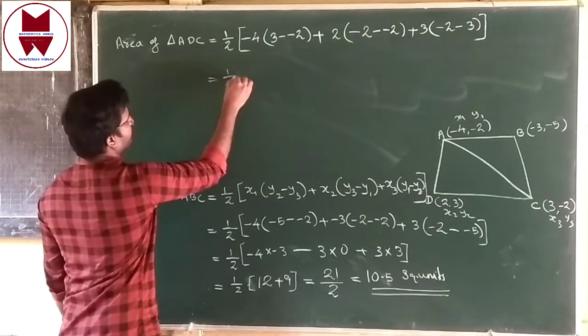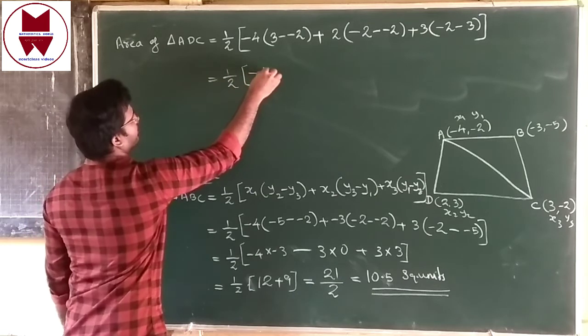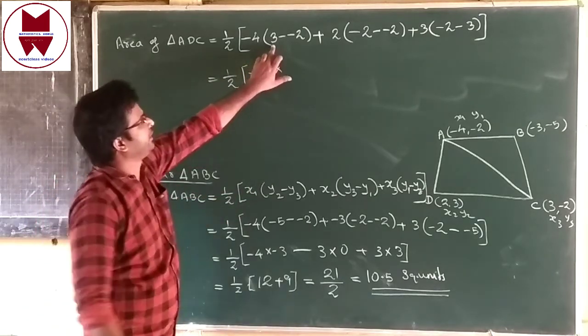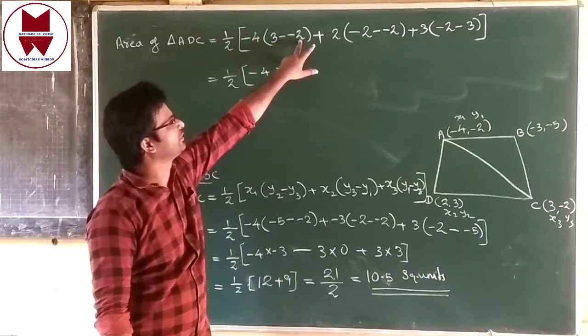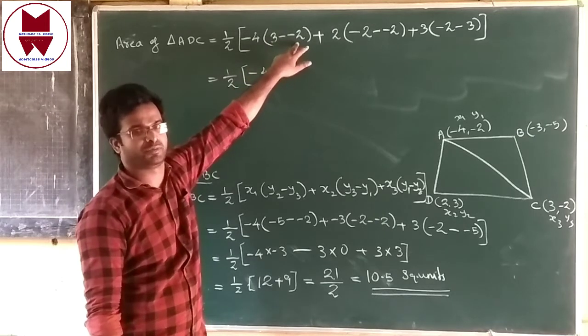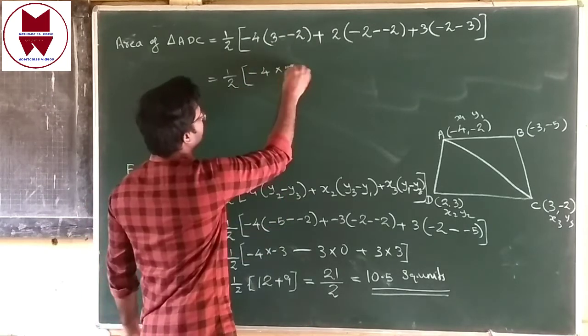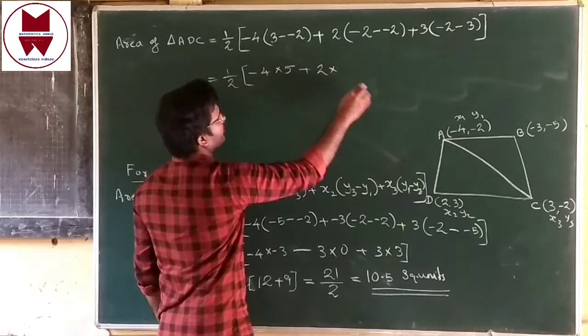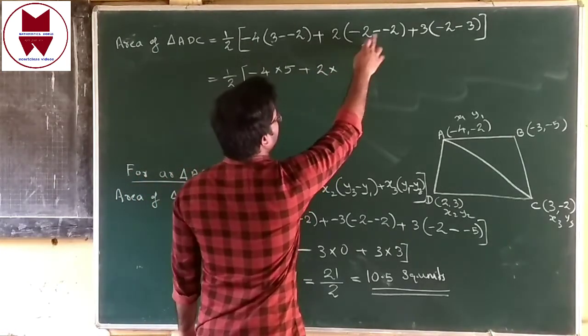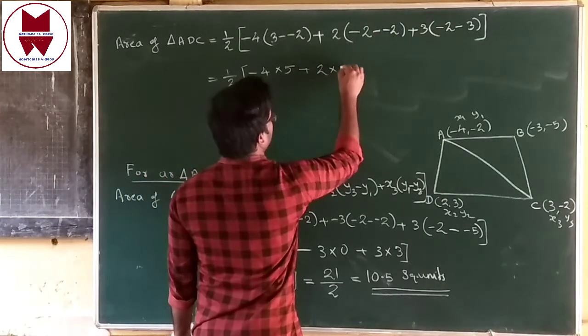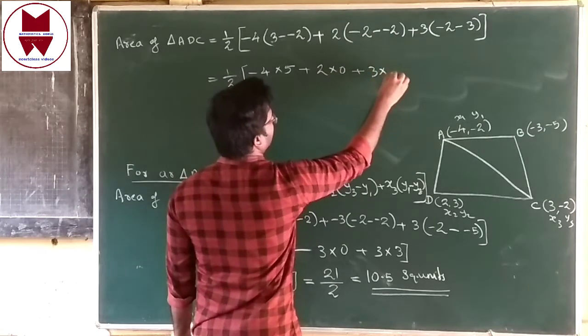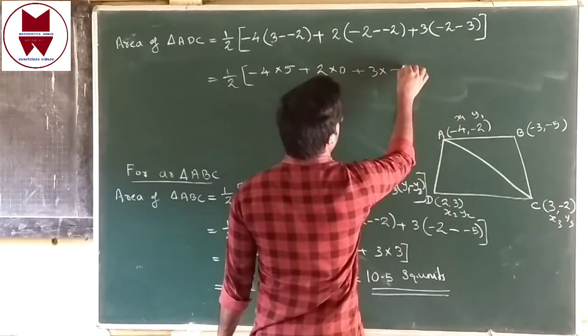Then just solve it. 1 by 2 into minus 4 into 3 minus minus 2. That means 3 plus 2, 5. Plus 2 into, in here what will you get? Minus 2, in here this is plus, isn't it? Minus 2 plus 2, 0. Plus 3 into, in here minus 2 minus 3, minus 5.